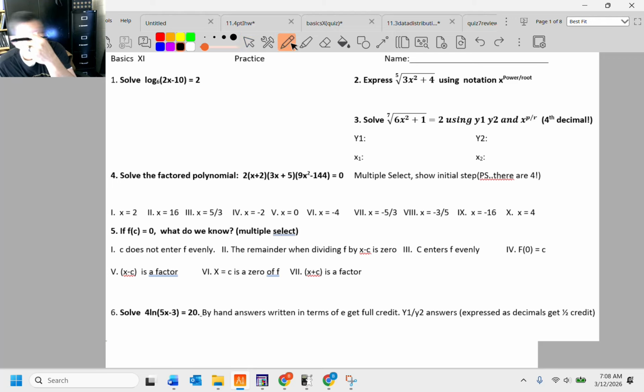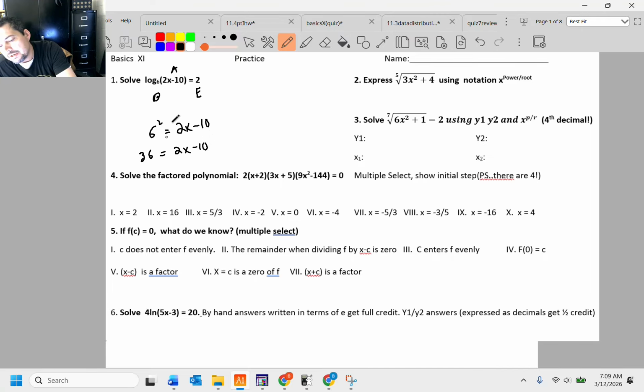All right, so we got basics XI, that would be 11. All right, basics 11. First one, I hope it goes better than it has been. We got a base, we got an argument, we got an exponent. 6 squared must equal 2x minus 10. 6 squared's been 36 my whole life. Don't expect that to change.